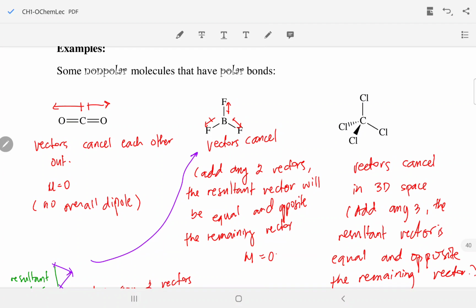So the first example is carbon dioxide, and the Lewis structure is drawn like this one. Between C and oxygen, the more electronegative of the two is oxygen, so the polarity is directed towards oxygen. And since this is the structure, the polarity cancels out, meaning the dipole moment is zero, and overall there is no dipole, so carbon dioxide is not polar.